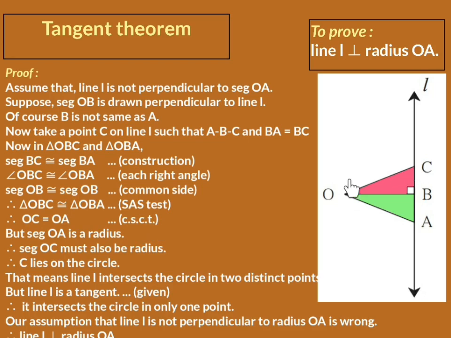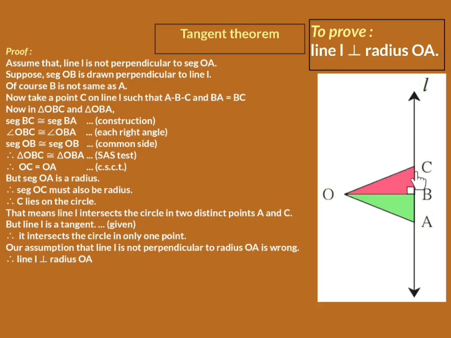Now here OC equal to OA, but OA is the radius of the circle. Don't forget point A is on the circle as well as on line L. Hence OA is the radius of the circle and we got here that OA is equal to OC. Hence point C must lie on the circle, or OC must be a radius of that circle again. Hence point C lies on the circle. That means point C is the common point of circle and line L.